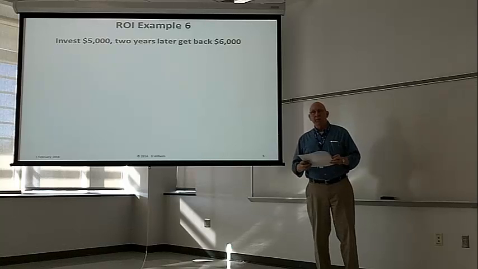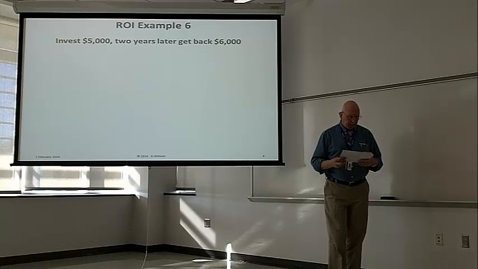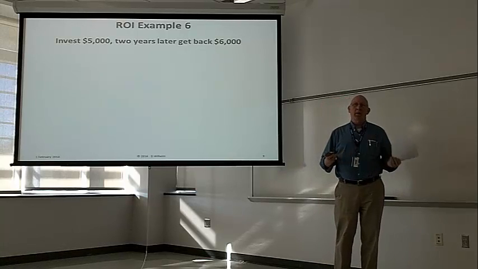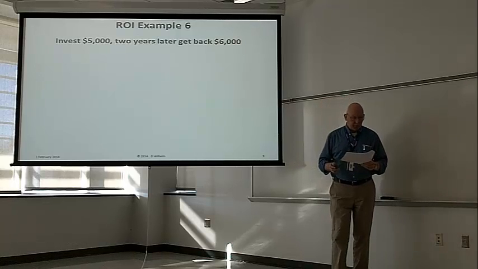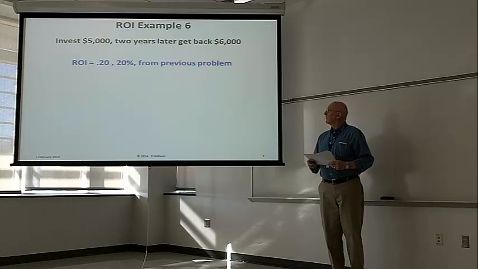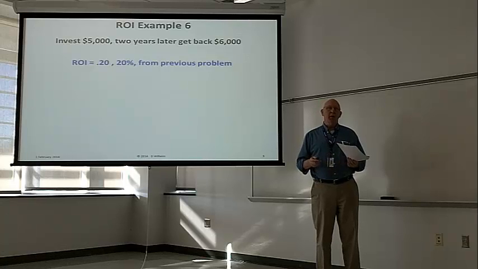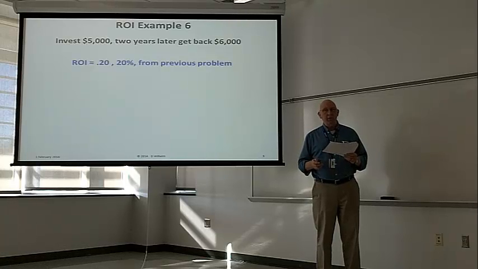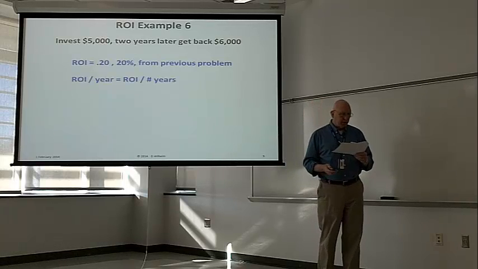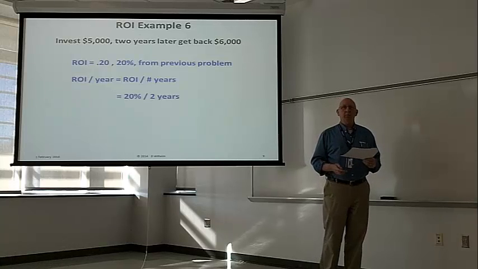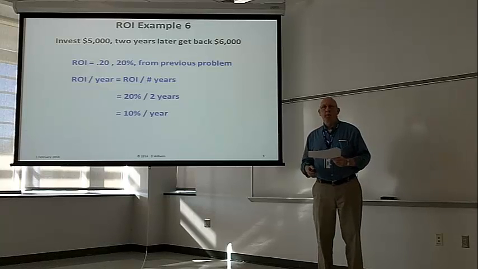Last example, invest $5,000. 2 years later, get back $6,000. Now we want to calculate the return on investment and the annual return on investment. We've got the return on investment from the previous example, which is 20%. Return on investment per year, the annual return, is the return on investment divided by the number of years. 20% divided by 2 years, or 10% per year.